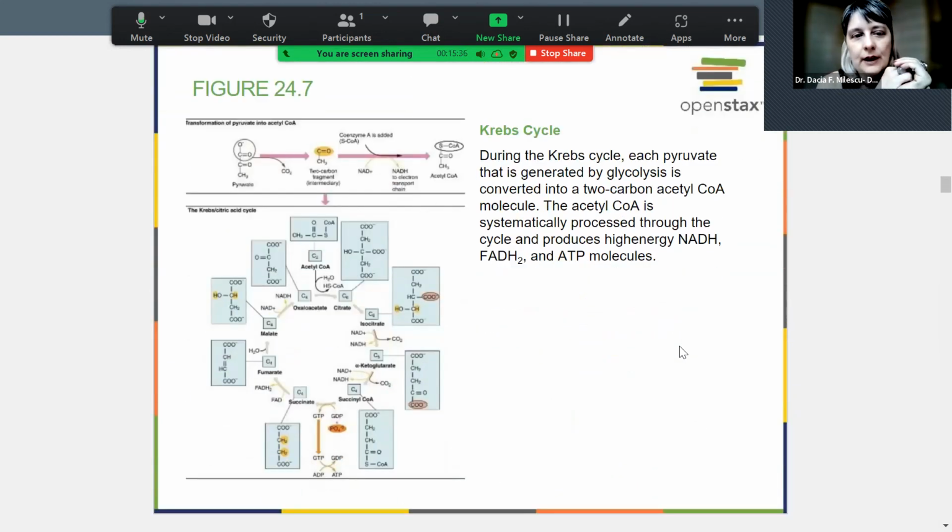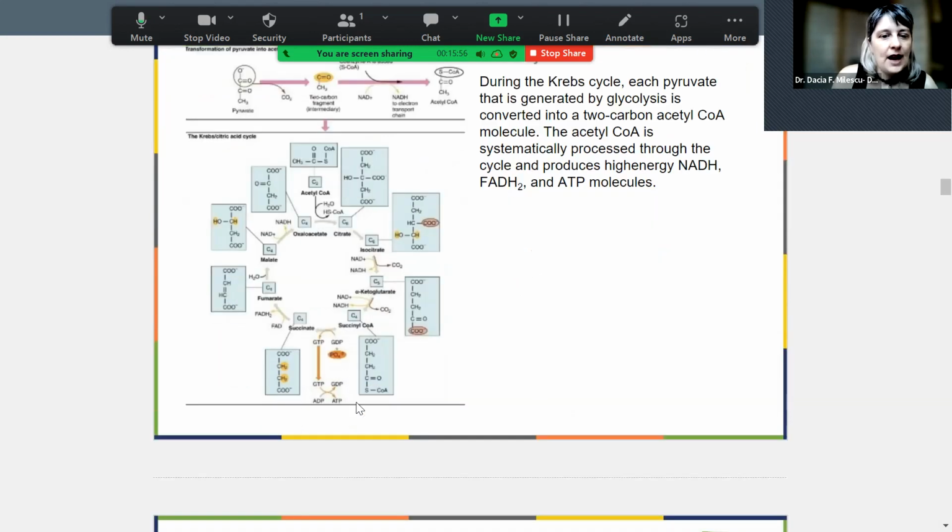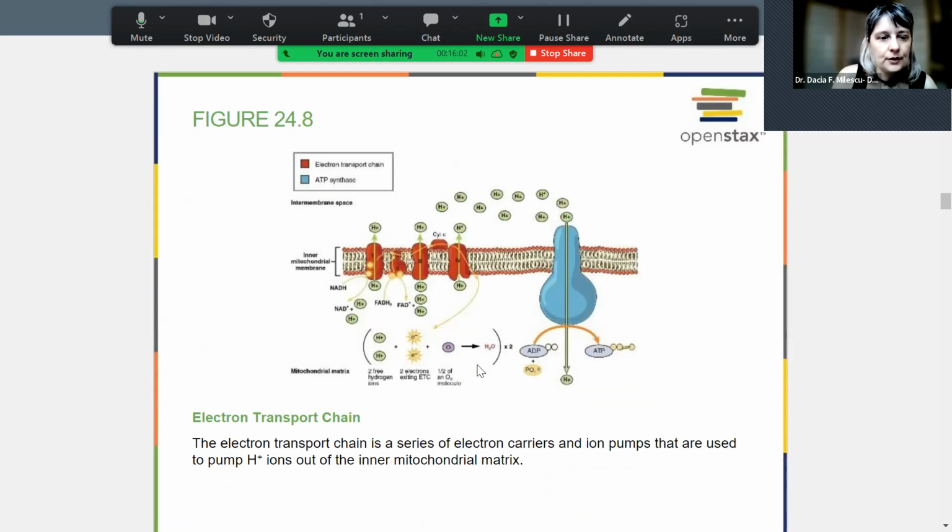All right, so during the Krebs cycle, each and every single pyruvate that's generated by glycolysis is going to convert to the 2 carbon acetyl-CoA molecules. And so these are systematically processed through a very long cycle of chemical reactions that are going to produce these molecules, NADH, FADH2, and the end product, which is what we need, which is ATP. So ATP molecules are produced.